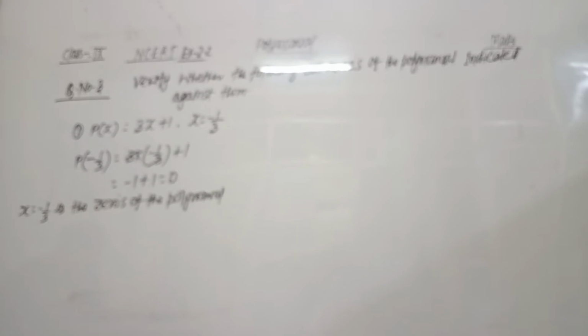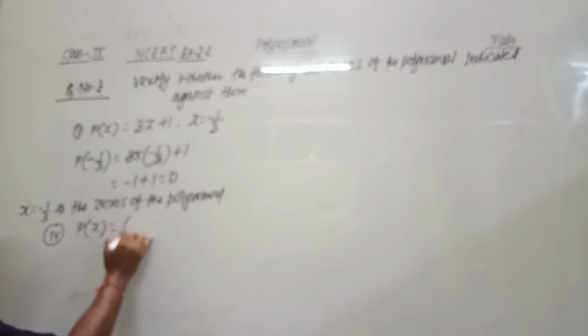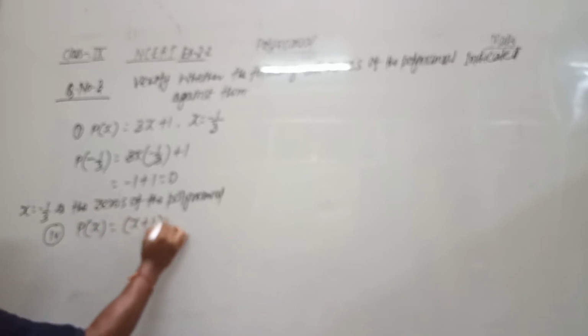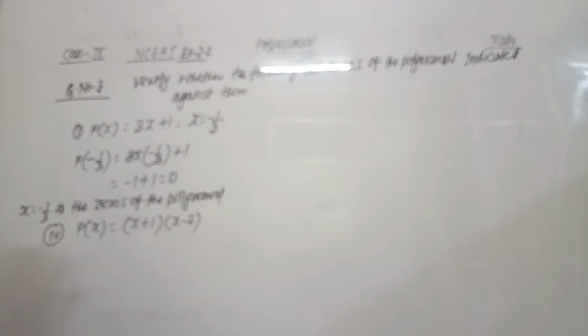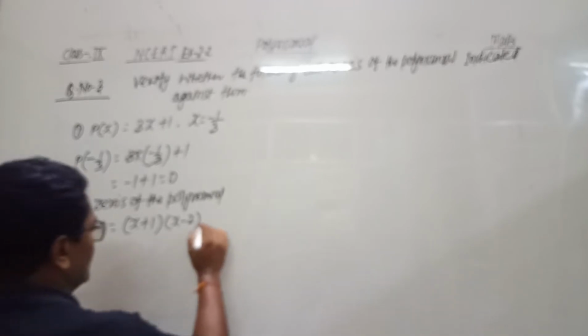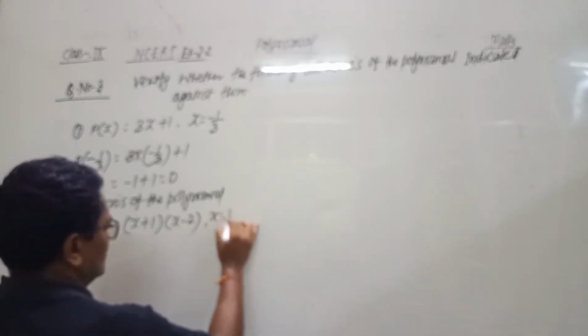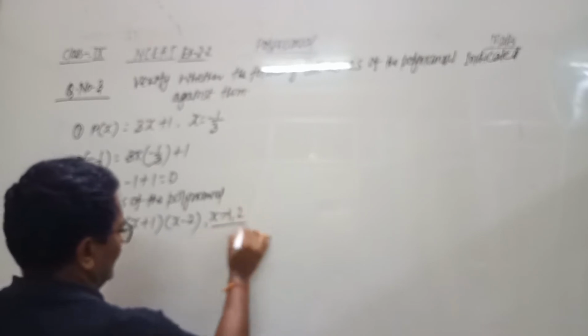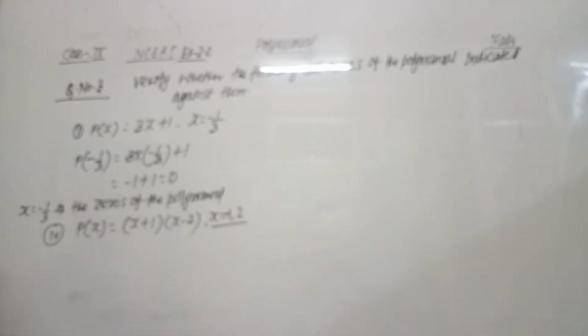In the same way, let us see part 4. In part 4 we are given p(x) equals (x plus 1) into (x minus 2), and the values of x are minus 1 and 2.